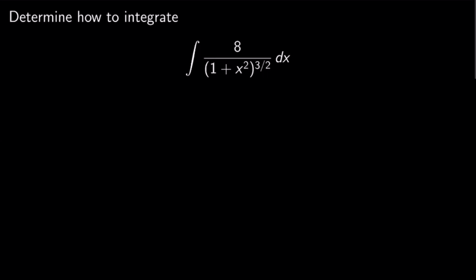And for me, without even manipulating this much, I can tell right away that this really should be a trig sub type integral. The reason is I see a 1 plus x squared, which is just like 1 squared plus x squared, right? That's the kind of expression that we should be looking for when we're thinking about trig sub.